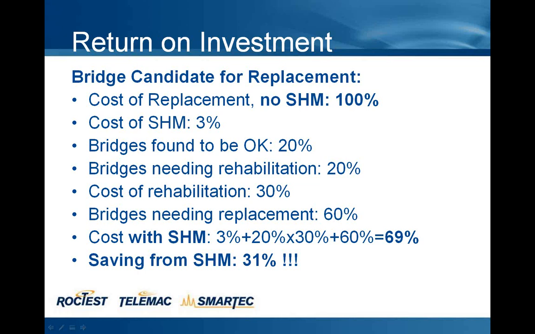If you calculate the total cost of applying a strategy of first carrying out structural health monitoring and only after that deciding whether the bridge should be replaced or not, then you find that you have 3% cost, plus 30% cost in 20% of the cases, plus the full cost in 60% of the cases. And this brings a total cost of 69%, compared to the cost of 100% if no structural health monitoring is carried out. So by applying structural health monitoring, with those very conservative assumptions about the health of the structures, it's possible to save 31% of the replacement cost.